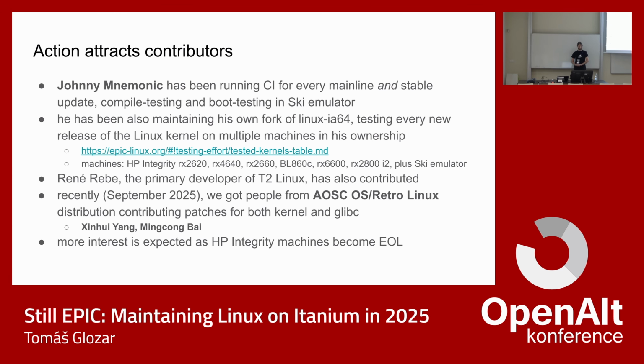And recently, just before preparing this talk, there has been an interesting development. We got people from AOSC Retro Linux, which is another source-based distribution that is trying to build a Linux distribution for retro machines. And they sent us pull requests fixing various errors in both kernel and glibc. So we now have about four to five people working on this in total, and we expect more interest as the HP Integrity machines become end of life.